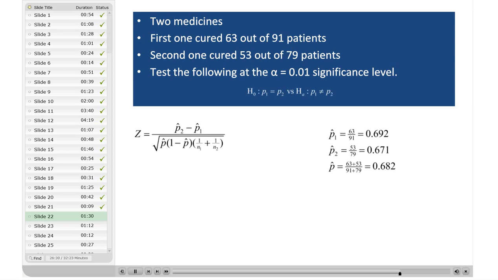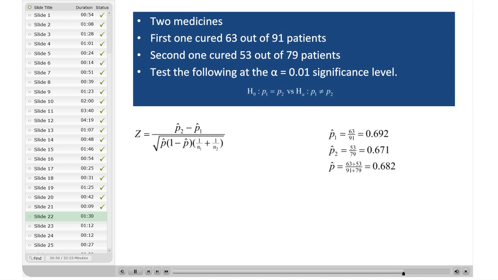So in order to estimate those, we're just going to do the common sense thing. If the first medicine cured 63 out of 91 people, then we're going to do 63 divided by 91 and we get 0.692. You can sort of think of that as 69% of the patients were cured by the first medicine. Similarly, we get about 67% of the patients were cured by the second medicine. So that's our P1 hat and our P2 hat.